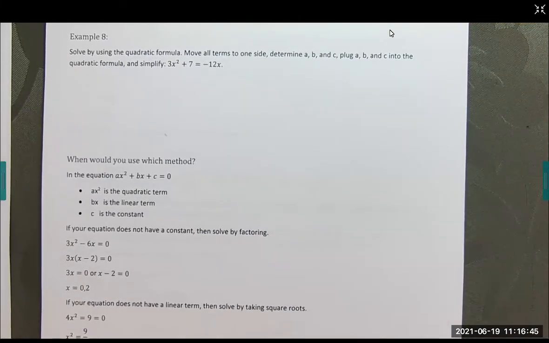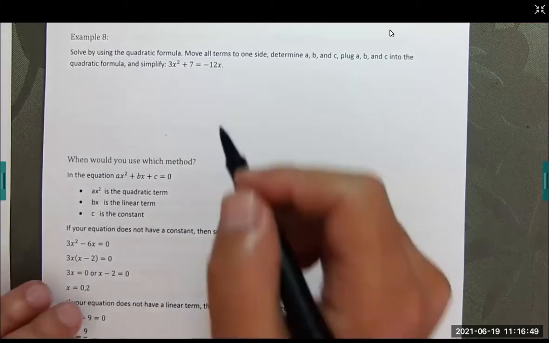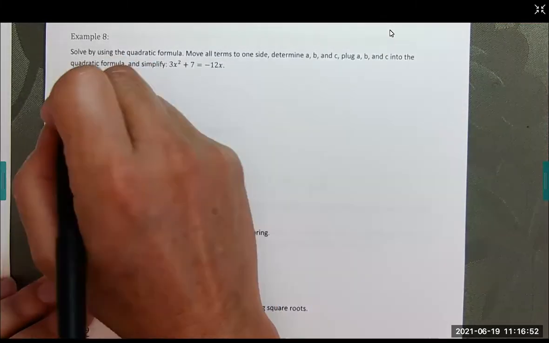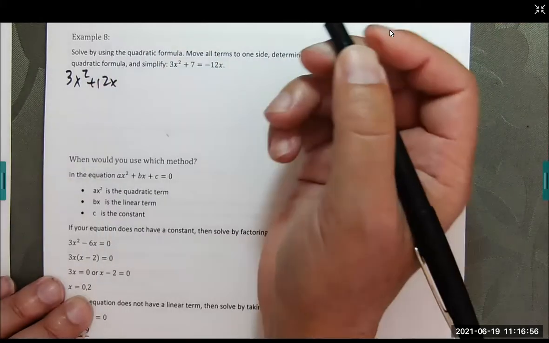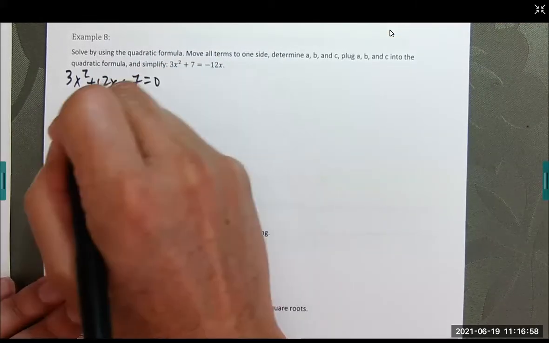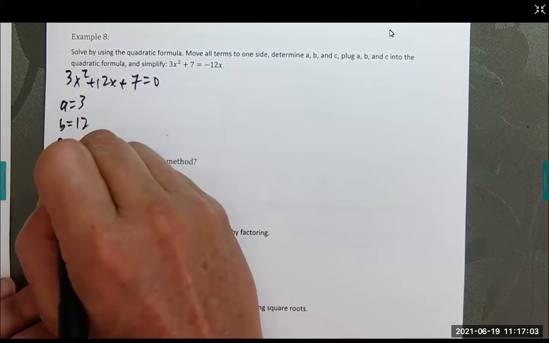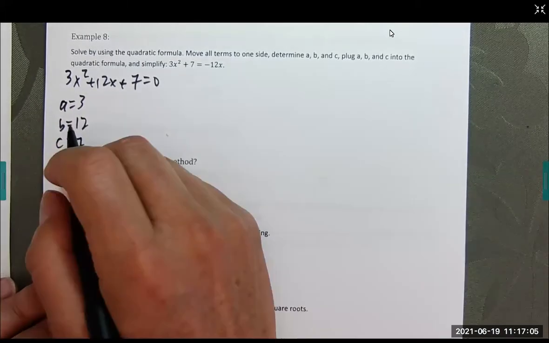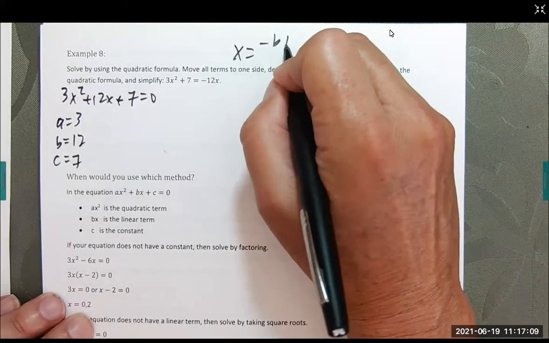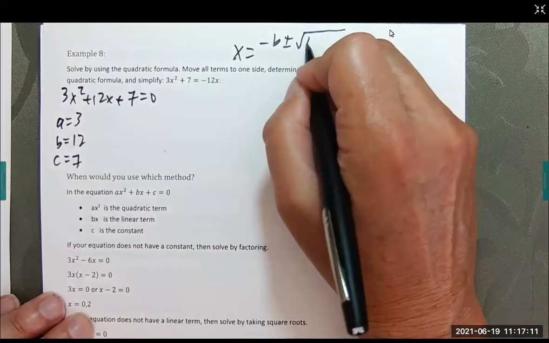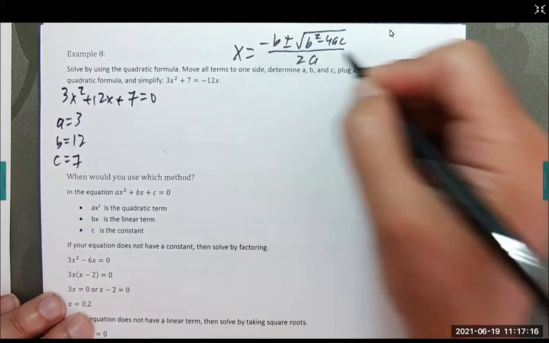And of course, the quadratic formula is the way that always works. I'm going to go ahead and add that 12 to the other side. So we have 3x squared plus 12x plus 7 equals 0. A is 3, B is 12, C is 7. Quadratic formula looks like this. And let's start plugging.